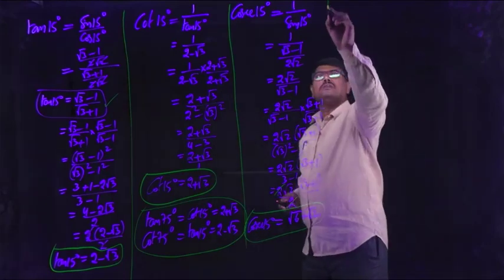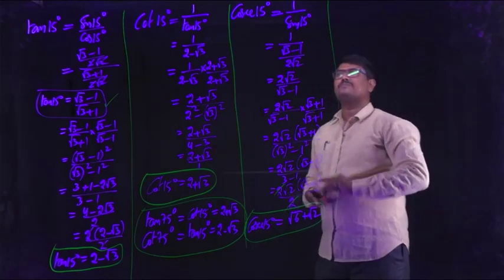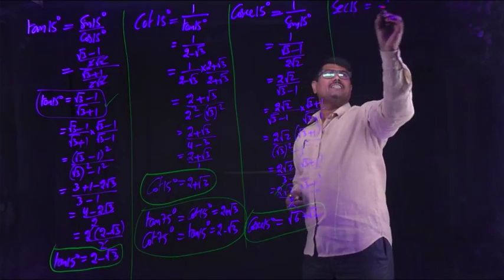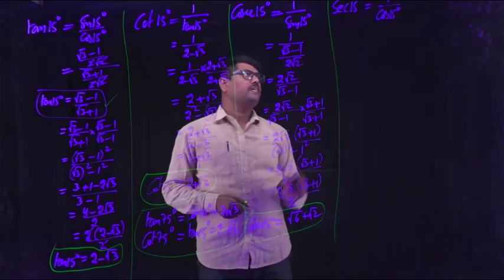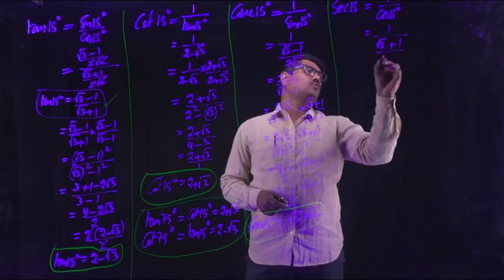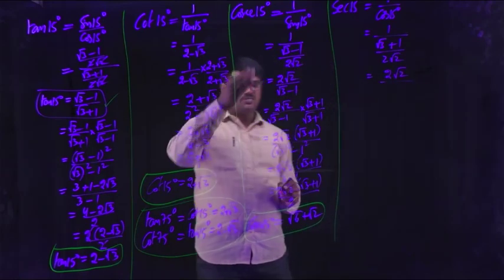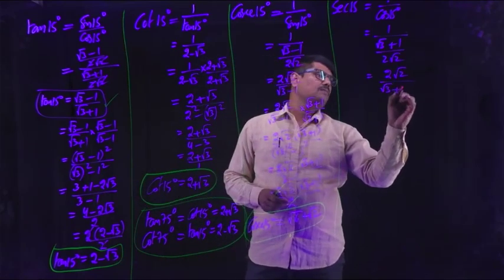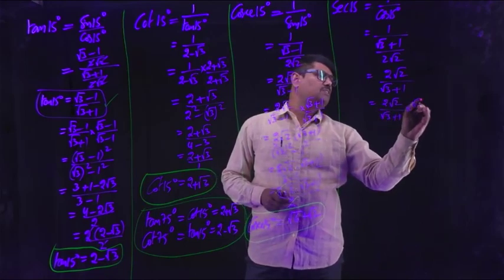Now, let us finish this concept by finding secant 15 also. In the same manner, secant 15. Secant is the reciprocal of cos. So secant 15 is equivalent to 1 by cos 15. Now use the value of cos 15, which is root 3 plus 1 by 2 root 2. So doing the same simplification as we did in cosecant 15, this is 2 root 2 by root 3 plus 1. Now again considering the rationalizing factor of the denominator, which is root 3 minus 1.